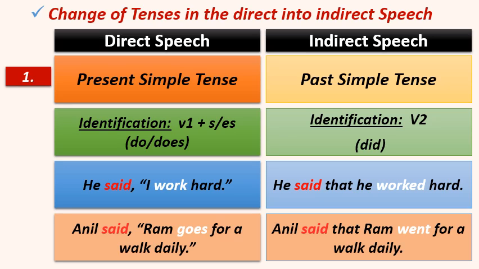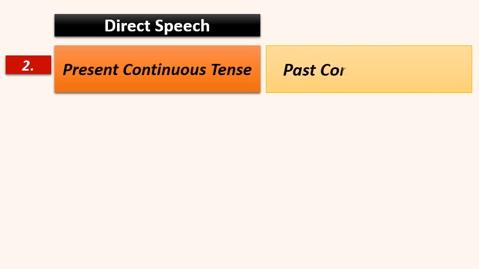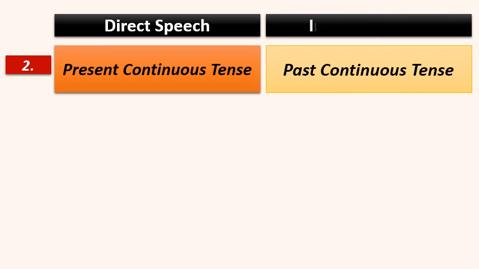So what are the changes that you can identify here? First, removal of inverted commas. Second, change of tense. And third, use of conjunction that. Now let us see the next point: if your reported speech is in present continuous tense in direct speech, then it will be converted into past continuous tense in indirect speech, right?